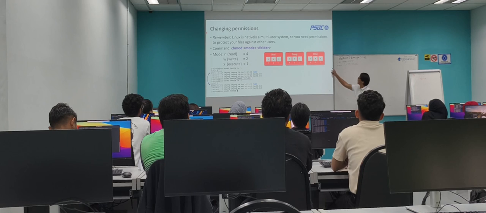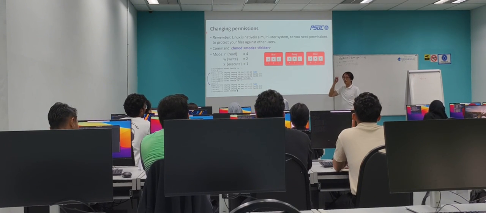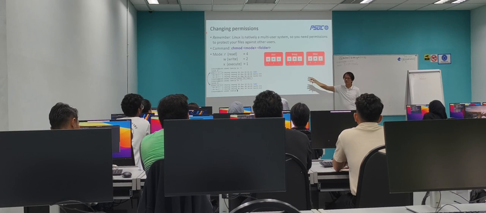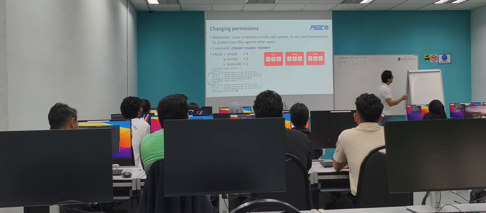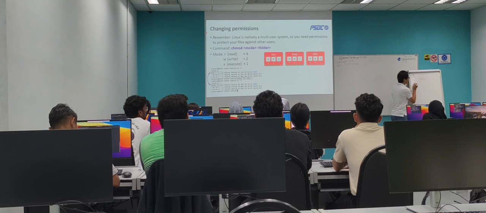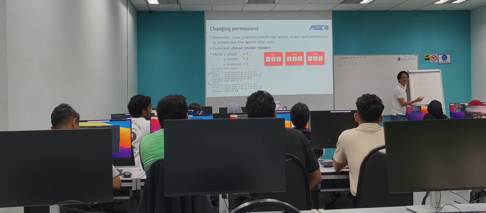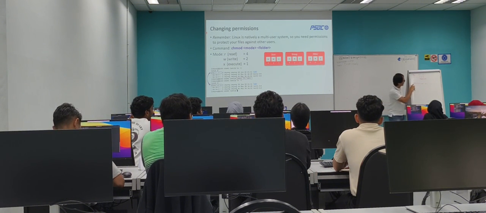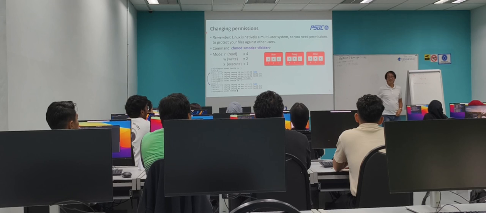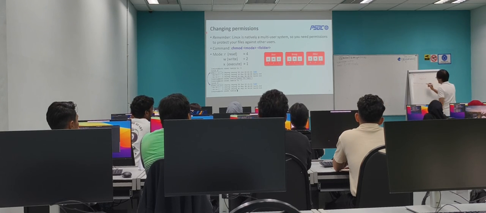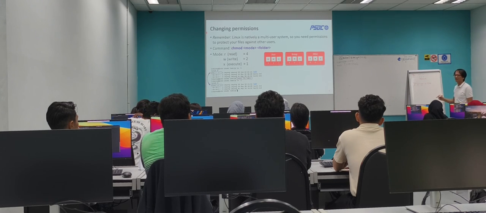So this is for each field, right? 1, 2, 4 represent the value for each field. So let's do this. Read, write. So what is this? Let's see now. Read, write, dash, read, dash, dash, dash, dash, dash. 640. Okay, good. This is 6, this is 4, this is 0.